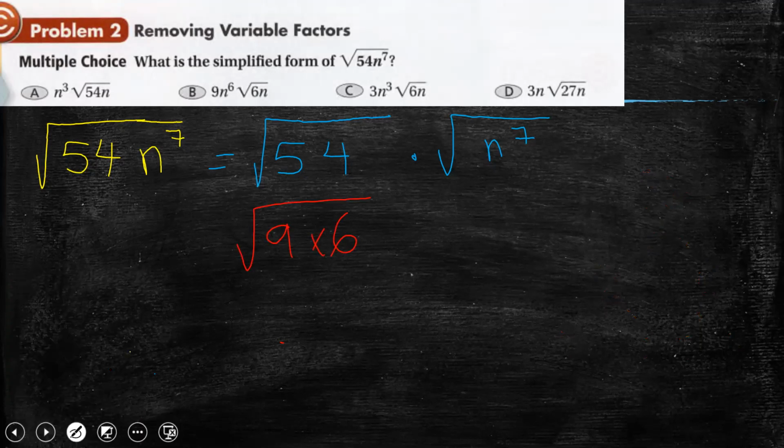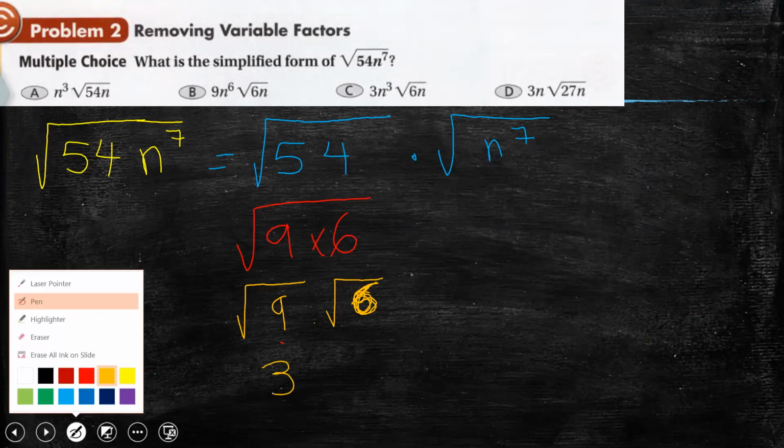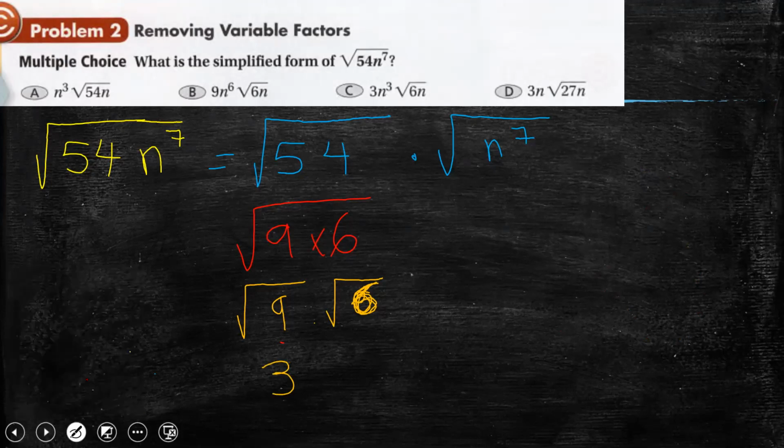So 9 times 6. Then let's distribute now the square root into 9 and 6. What is the square root of 9? 3. And square root of 6? Yes, it is square root of 6. Okay, so I will stop here. This is only for 54.